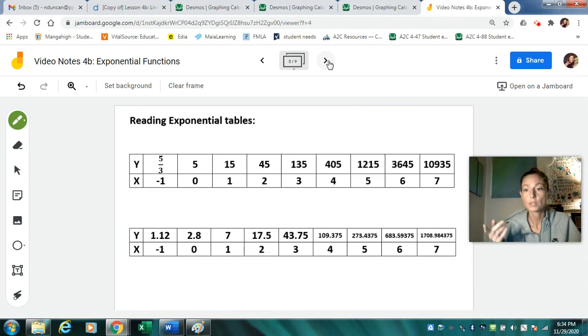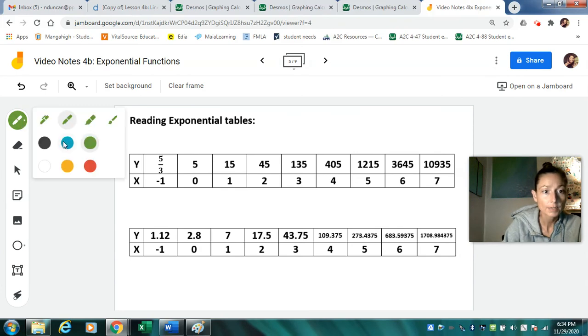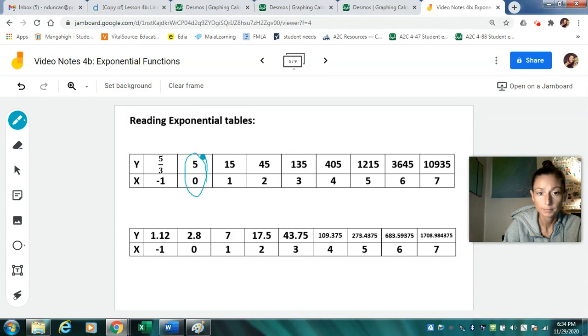So reading tables is pretty simple. Sometimes you can read it without having to do much math. So the first thing I look for is the y-intercept. This is 5. So I know that my a value is 5. And then what I need is my multiplier. I have to figure out what it multiplies by every time I go forward.